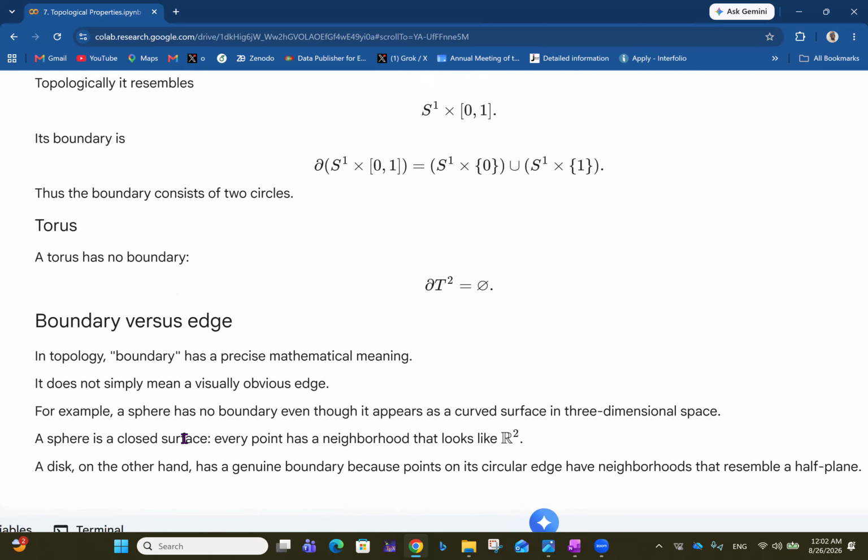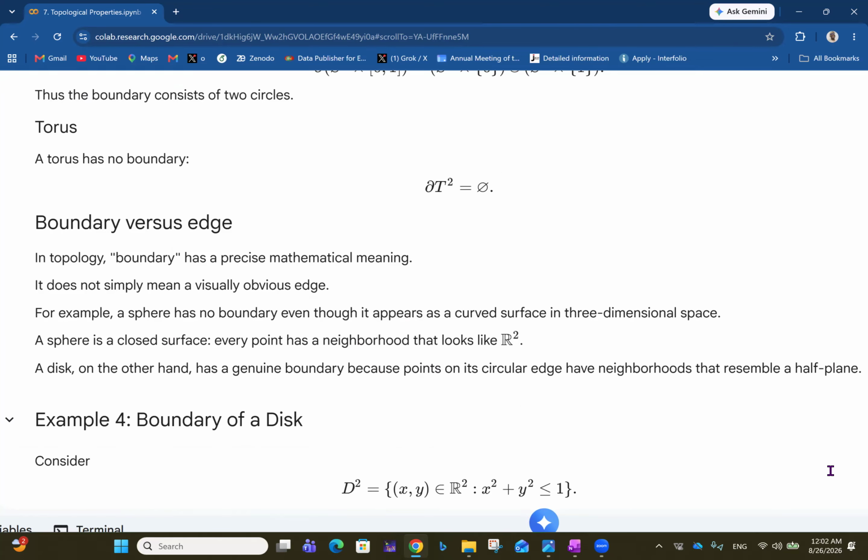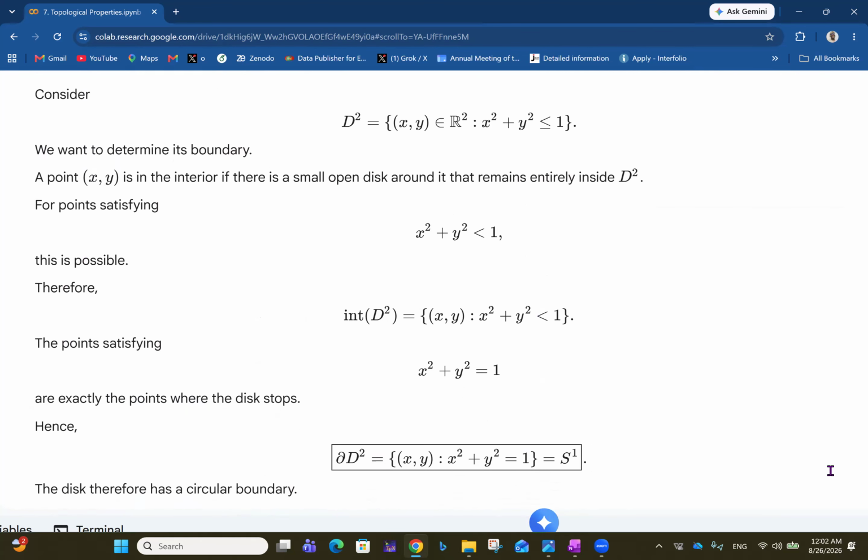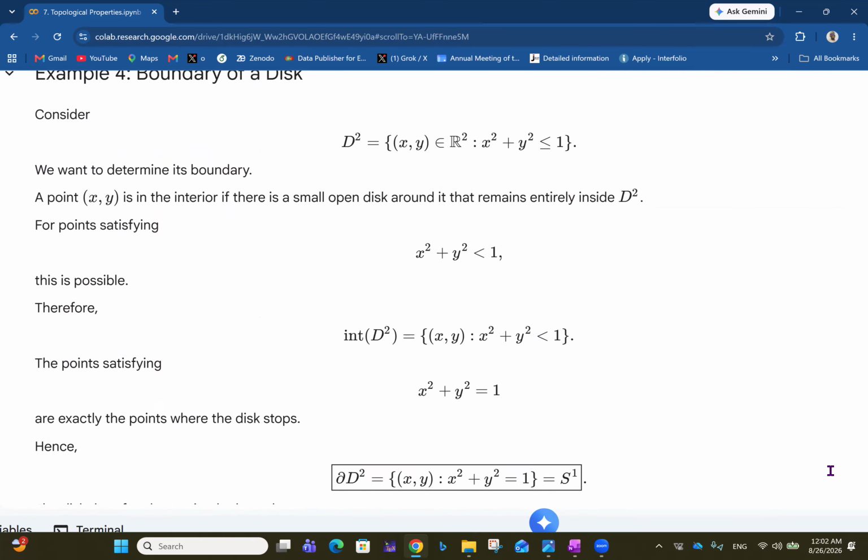So a sphere is a closed surface. Every point has a neighborhood that looks like R squared. A disk, on the other hand, has a genuine boundary because points on its circular edge have neighborhoods that resemble a half plane. Then we talk about the boundary of a disk. The boundary of a disk is simply a circle, as we already know.